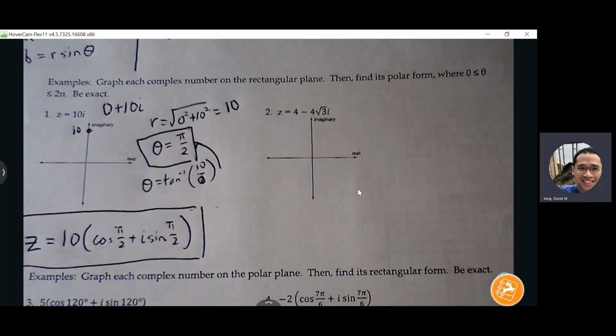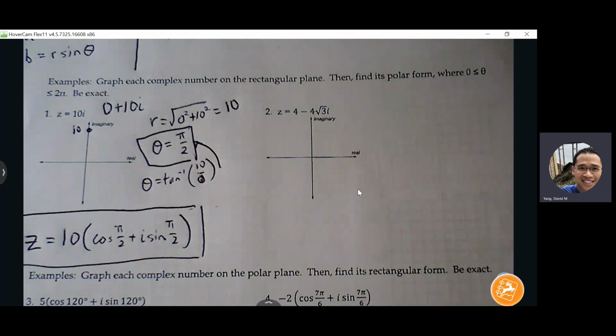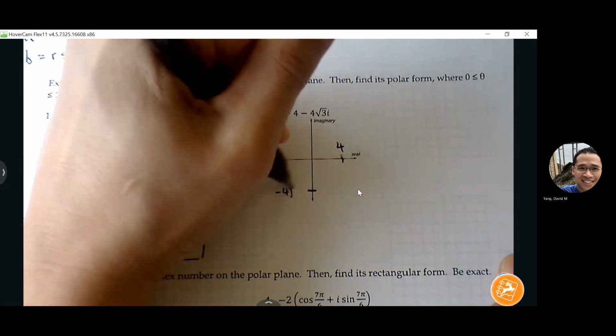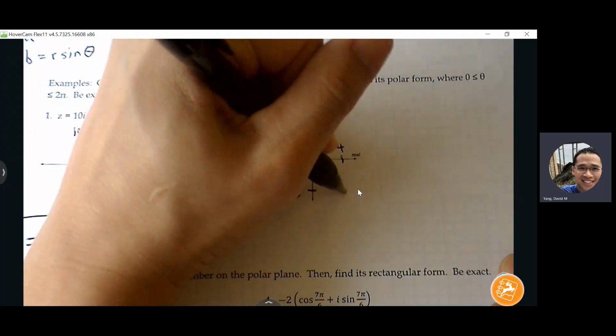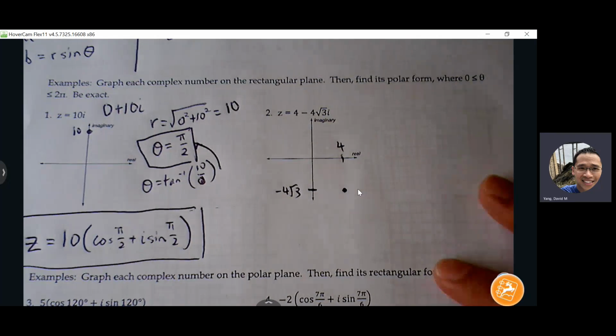All right, number 2, 4 minus 4 root 3 i. Which quadrant is this going to be in? Fourth. Okay, I'm just making a mark here and plotting that point. Over to the right 4 and down 4 root 3. Let's find our radius.